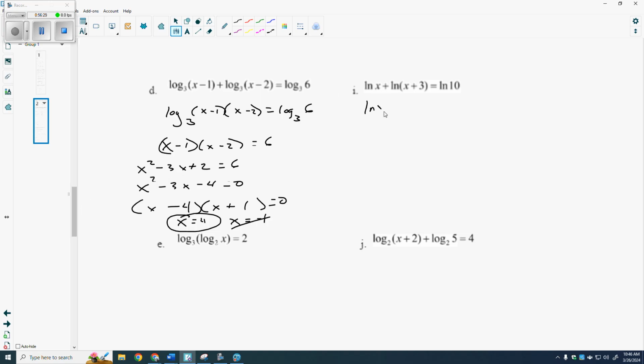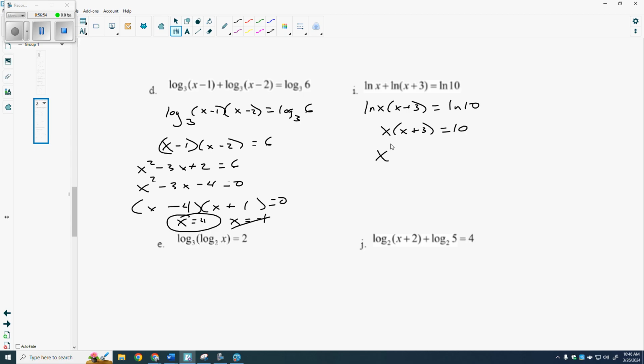We have 2 logs. I need to make them a single log, not the same necessarily, but a single log. They're now a single log, so I drop the logs. Whether it's ln, whether it is log, whether it is some other base, doesn't matter. If this base and this base are the same, I can just drop them.